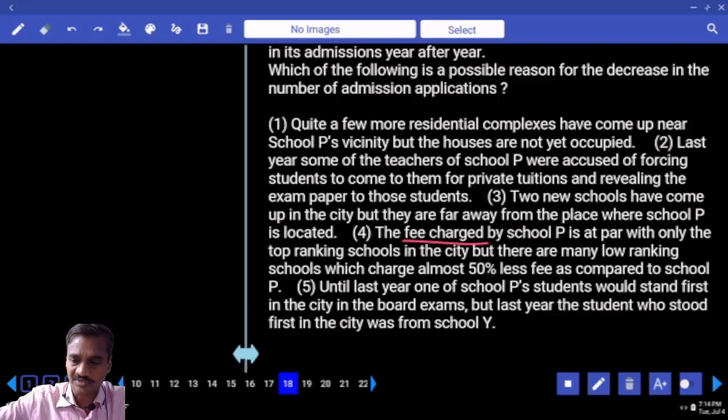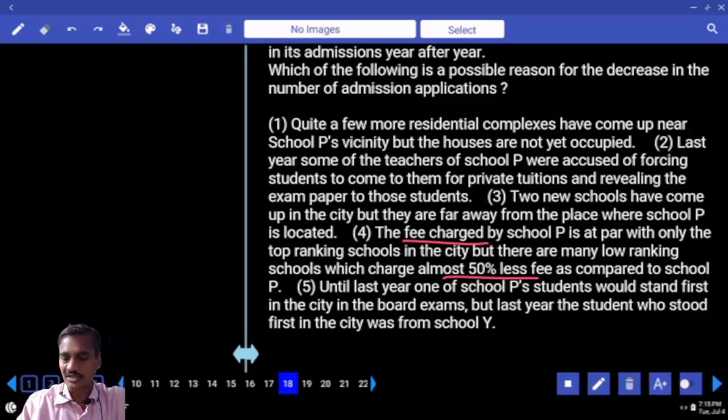The fee charged by the school is on par only with the top ranking schools in the city. But there are many low ranking schools which charge almost 50% less fees. Now here he is talking about low ranking schools, but not the schools that are on par with the same standard. If the same standards in the schools were at 50% fees, then people will go for it.